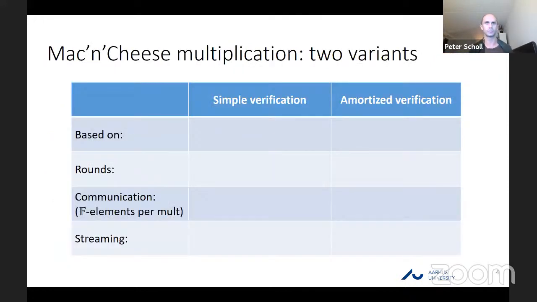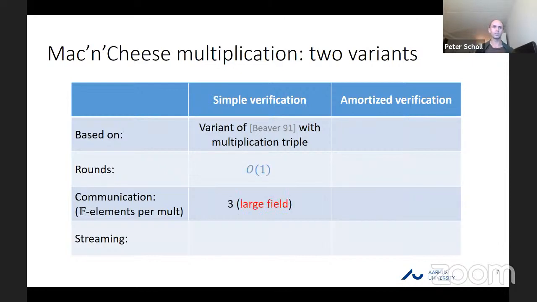verify multiplication gates. So we consider 2 different methods of verifying multiplications in Mac and Cheese. The first one is a simple approach based on Beaver multiplication with a slight tweak to multiplication triples. This has a constant round complexity and communication of around 3 field elements for each multiplication, as long as your field is large enough. We also show that with this approach, we can support streaming. So the memory usage for the prover when evaluating this proof is just a constant factor larger than the memory usage for evaluating the circuit in the clear.